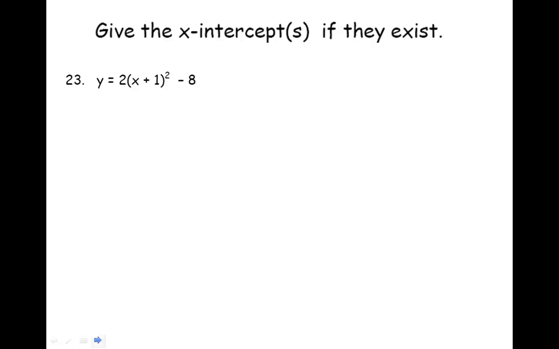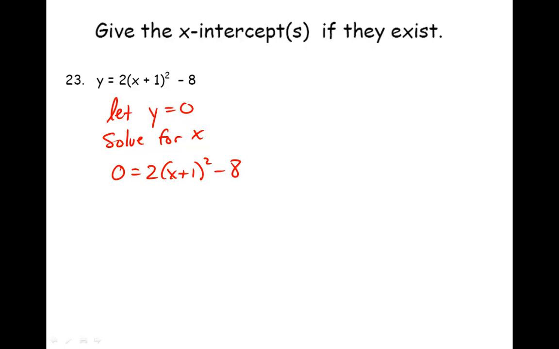Give the x-intercepts if they exist. So if we're trying to find the x-intercepts, then that means we want to let the y value equal 0, and then we want to solve for x. So we'll go ahead and do that. We're going to let y equal 0, which means 0 is equal to 2 times (x plus 1) squared minus 8. Then we want to do what we need to do to solve for this. So we would first add 8 to both sides. When we do that, we would get 8 is equal to 2 times (x plus 1) squared.